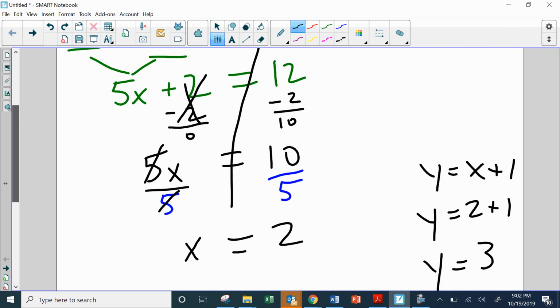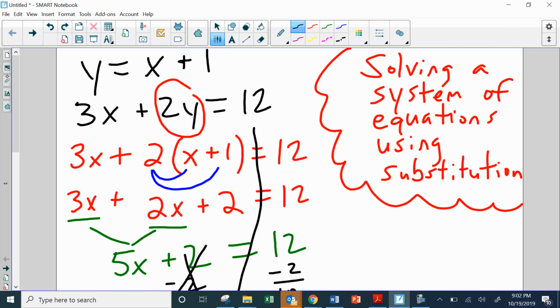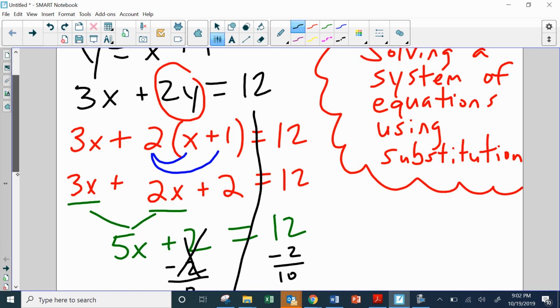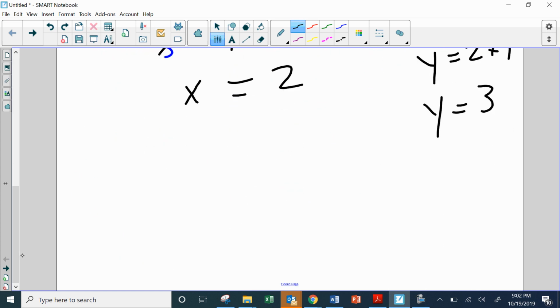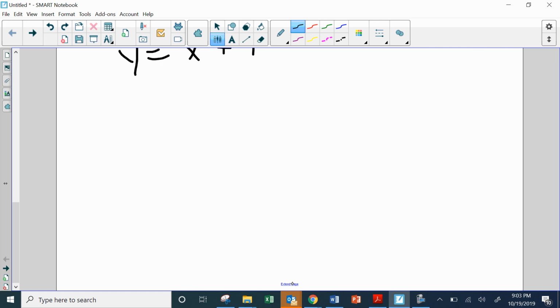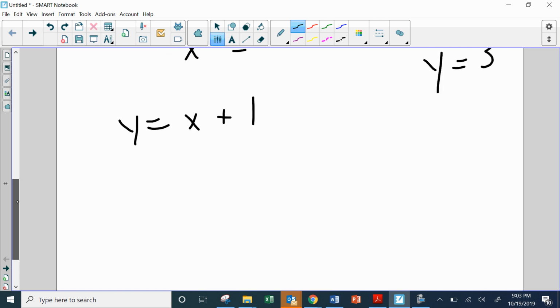And just to prove that, I can come back up. So my equation was y equals x plus 1, 3x plus 2y equals 12. So y equals x plus 1. Actually, I'll just plug in the 2 here. So if I plug in 2 for x, I get plus 1. And then I said y was going to be 3. Does that work? Yep. 3 equals 3.